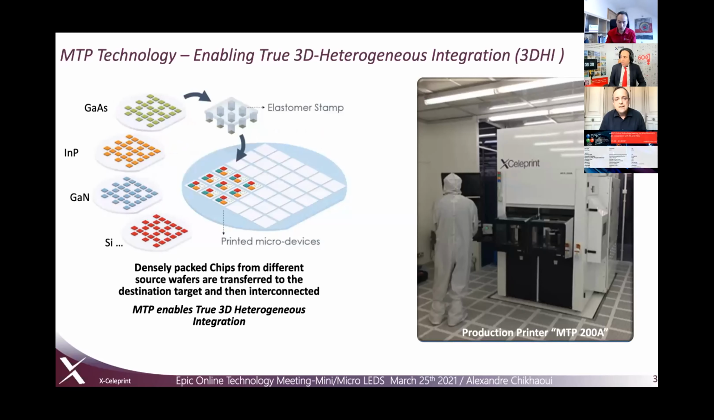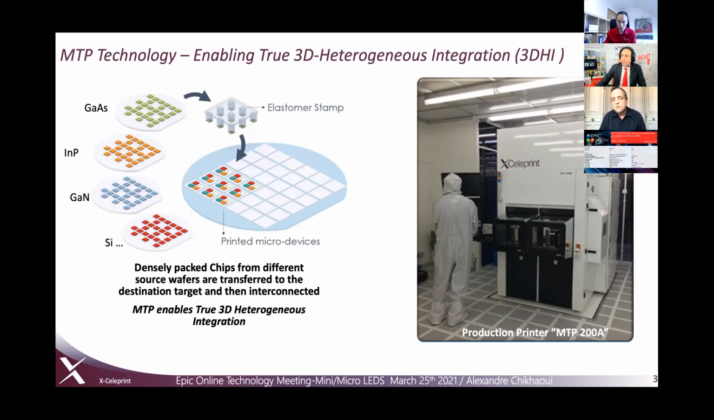This technology can extract components from any source: gallium arsenide, indium phosphide, gallium nitride, and I will not go through the whole list. It can manipulate extremely small components, down to 1 by 1 micron. It can manipulate extremely thin components, down to 500 nanometers. And it has a very high throughput because you can transfer 100,000 or 500,000 components in one go. Those characteristics make this technology very ideal to build 3D heterogeneous integrated systems.